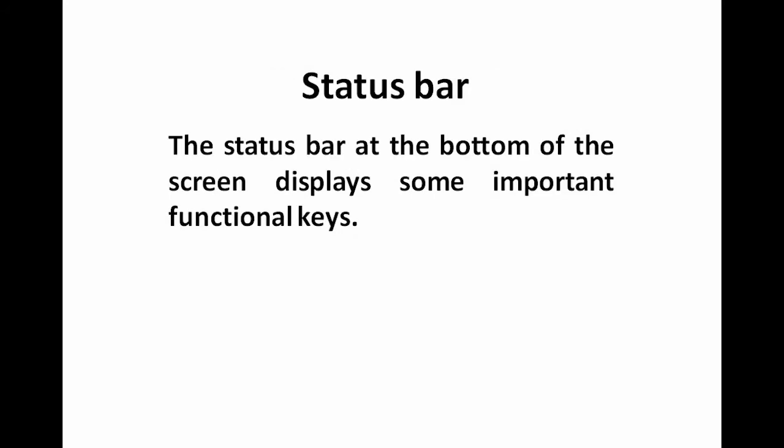Next we have the status bar. The status bar is displayed at the bottom of the screen. That means at the bottom of the program area, it displays some important functions. It is located at the very bottom of the window and it displays the list of most frequently used functions. It will also indicate whether you have the caps lock on or off. All these things will be displayed under the status bar. So this is all about your status bar.